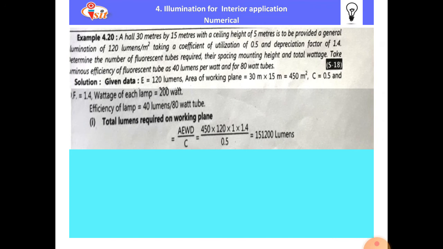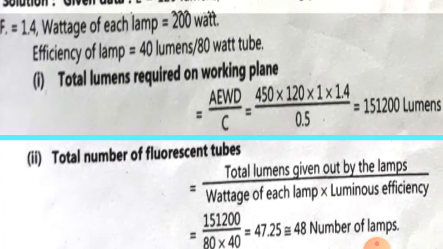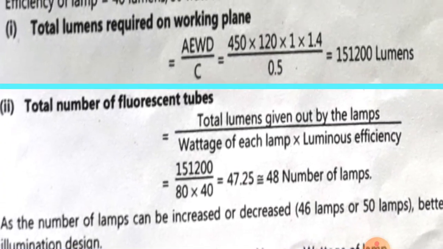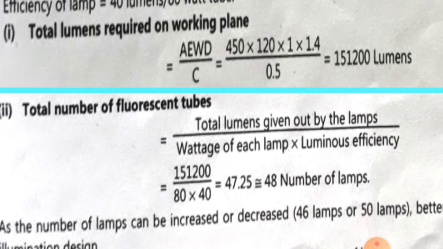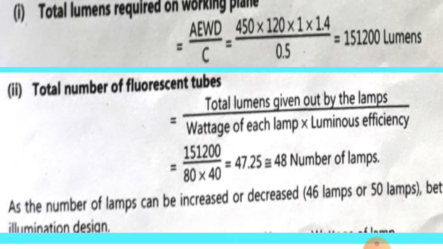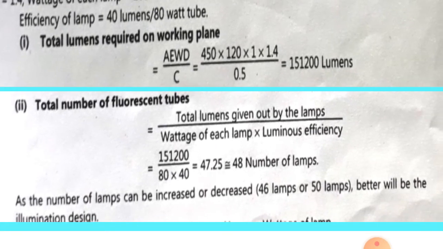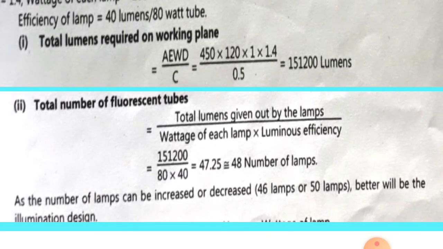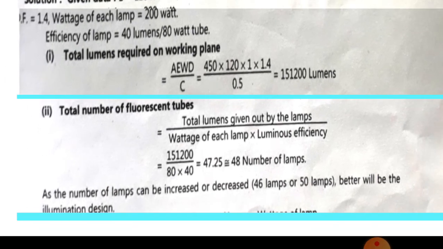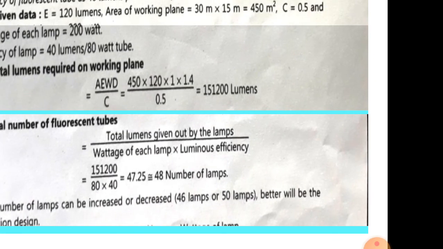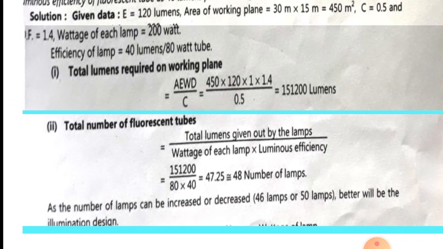Now we have to find out the number of fluorescent tubes. So total lumens given out by the lamp divided by wattage and luminous efficiency. 1,51,200 divided by 80 into 40, we get the number of lamps or tubes, that is 47.25, which is approximately 48 lamps. As the number of lamps can be increased or decreased, 46 or 50, better will be the illumination design. It means we have to consider 48 lamps instead of 46 or 50.